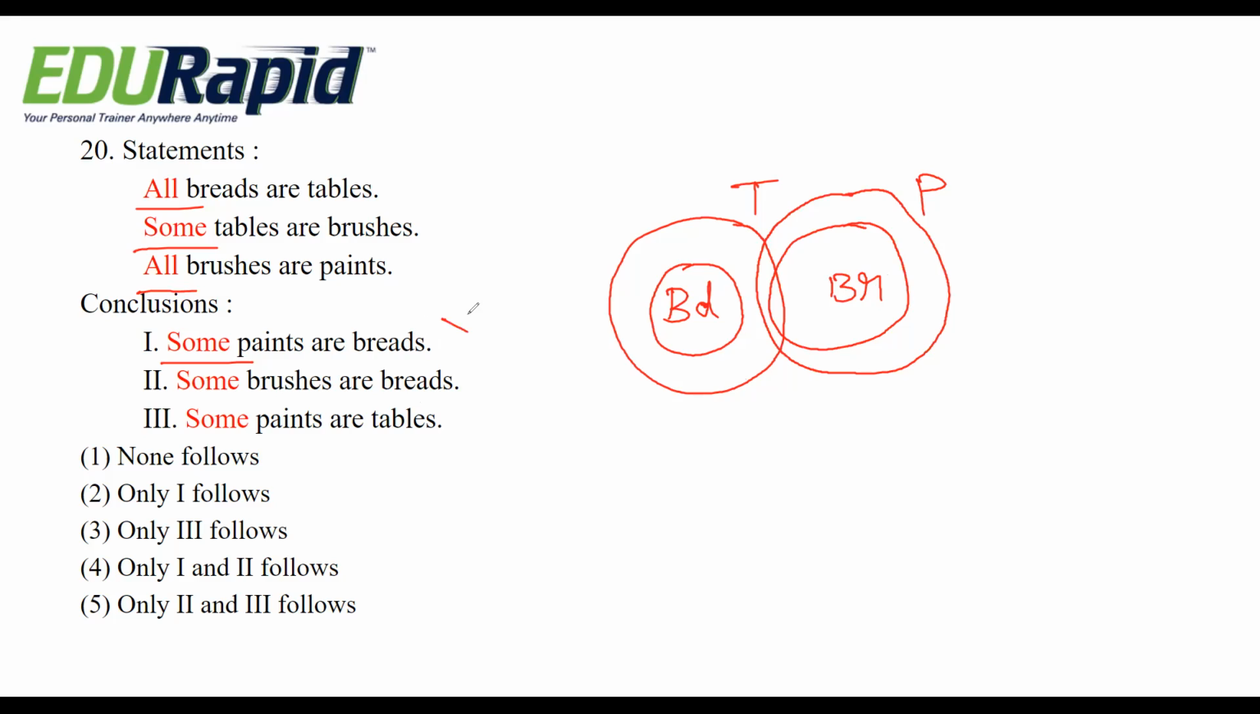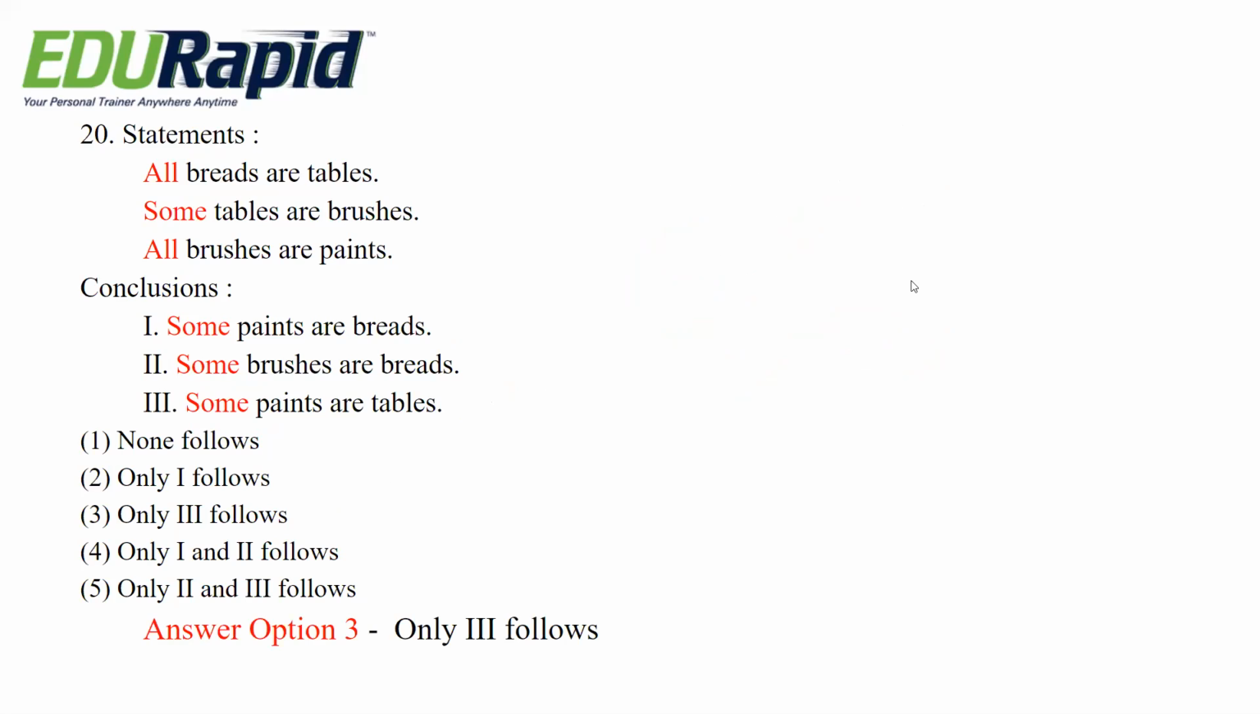No, it is not possible because breads and paints do not connect to each other. This is circle P and this is circle BD. They do not connect. Second conclusion, some brushes are breads. No, it is also not possible. These two circles do not connect. Some paints are tables. Yes, this follows because this is circle P and this is circle T, and this region is connected to each other. So only conclusion 3 follows. That is option 3.